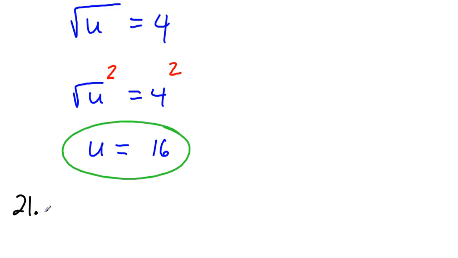Okay, for 21. Same directions, it's still solve. The problem just gets a little bit longer. Let's change the variable. Let's not do u, let's do x. So let's do square root of x plus 12 equals 9.